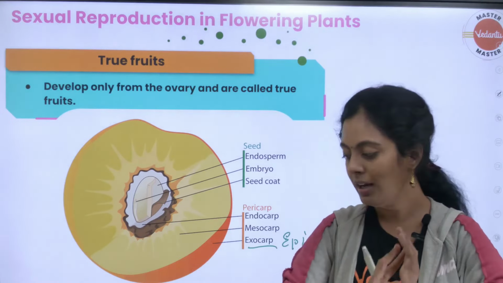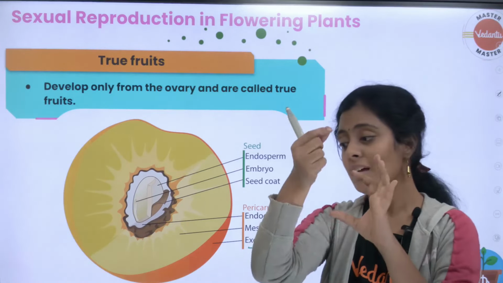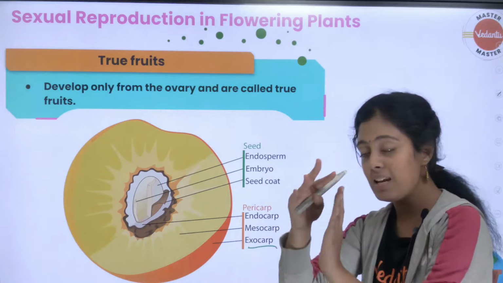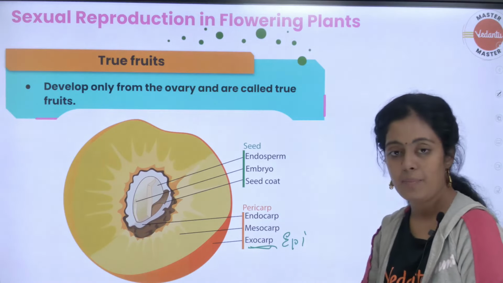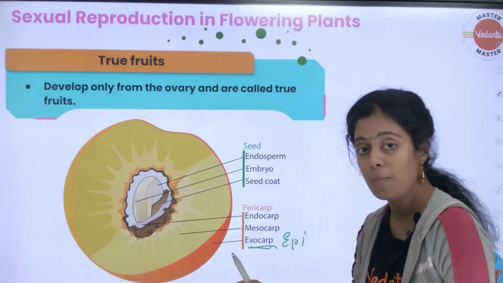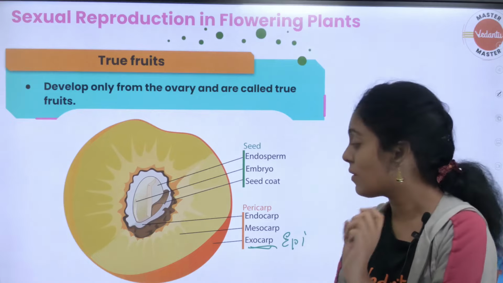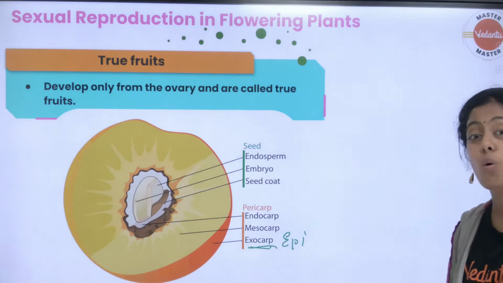endocarp. A good example: take mango. The skin which you peel is your exocarp. That inner fleshy part which you relish is your mesocarp. And when you take the stone, the fibrous structure from the stone is your endocarp.